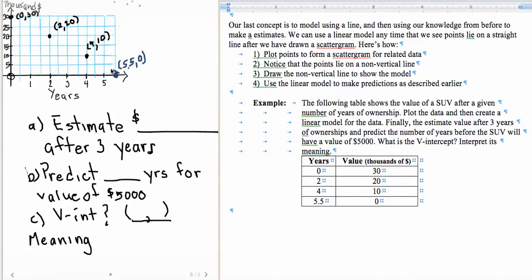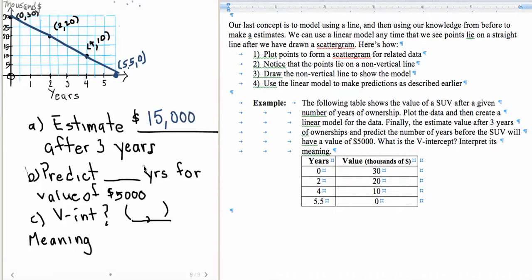Keep in mind that this may not be perfect, but not too bad. Okay, so there we are. We have our linear model now. And now we can use this linear model to estimate. So our estimate after 3 years: we're going to go to x equals 3 years, follow it up to our model, and then follow it across to the dependent axis, which gives us 15, and these are thousands of dollars. So this is going to be $15,000 after 3 years.